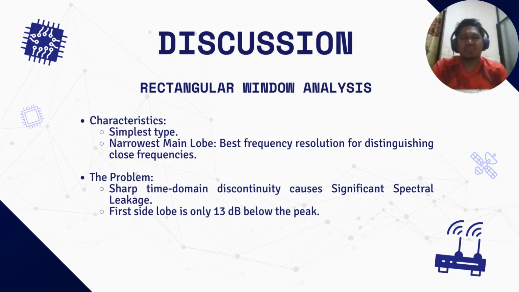First, let's look at the rectangular window. This is the simplest type. It gives us the narrowest main lobe, which provides the best frequency resolution. This makes it excellent for distinguishing between closely spaced frequencies. However, there is a major downside. The sharp discontinuity of the window in the time domain creates significant spectral leakage. As we saw in our results, the first side lobe is only 13 decibels below the main peak. This makes the rectangular window a poor choice when suppressing unwanted noise is a priority.